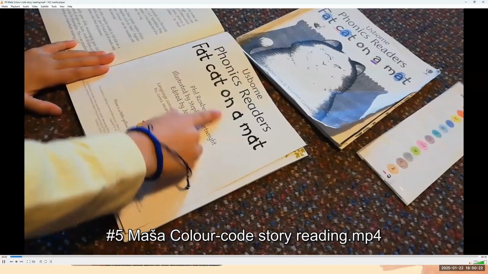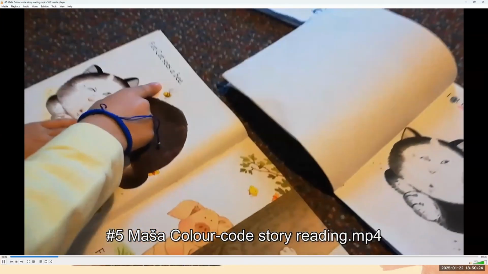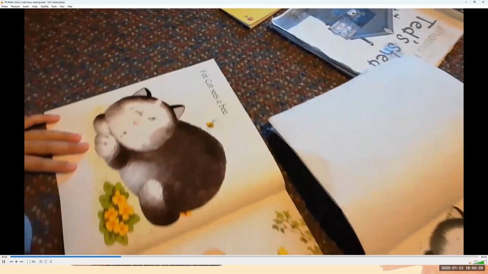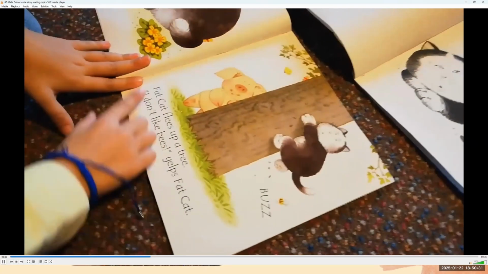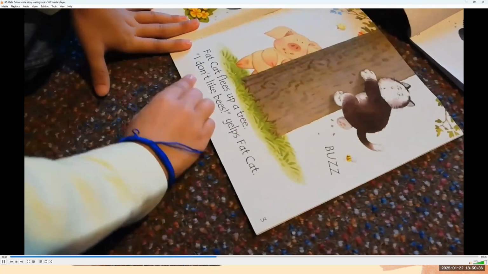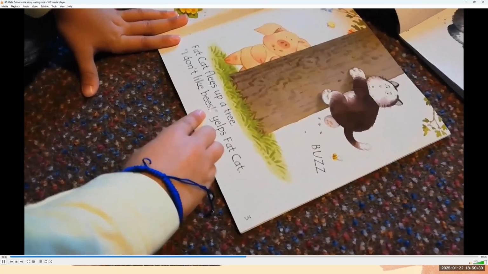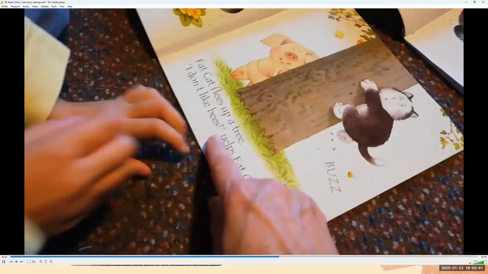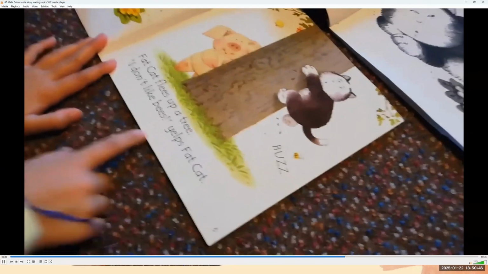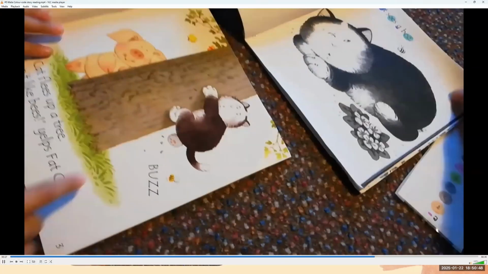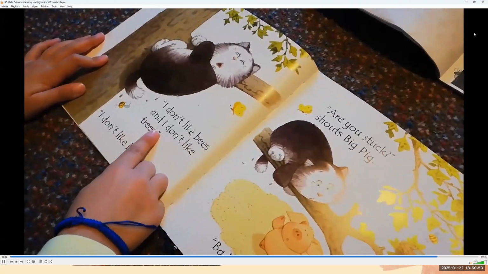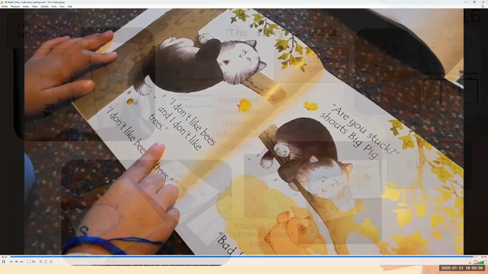Fat cat on a mat. Fat cat sees a bee. What is this? Sees a bee. Fat cat flies up a tree. I don't like bees, helps fat cat. This letter here, we haven't learned it yet, but this is Y. Helps fat cat. Buzz. I don't like bees and I don't like trees.